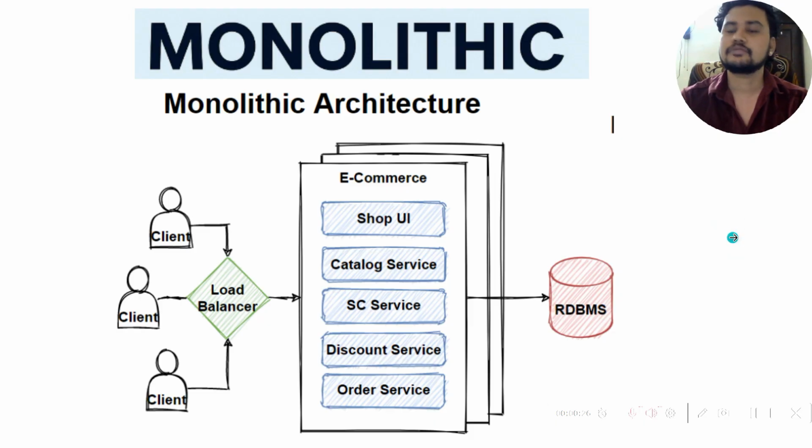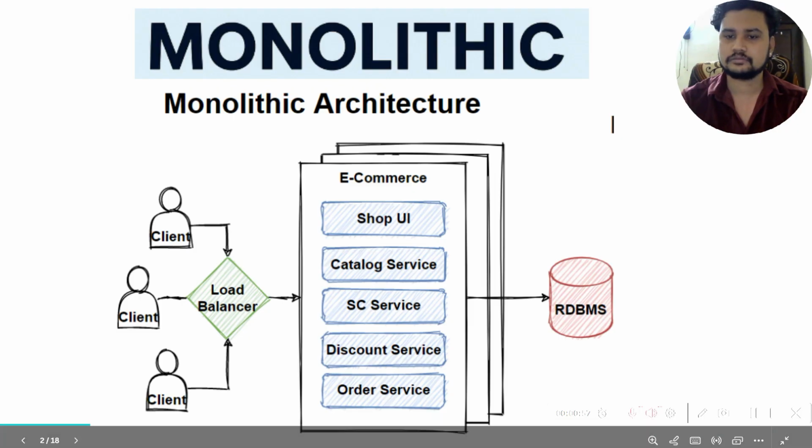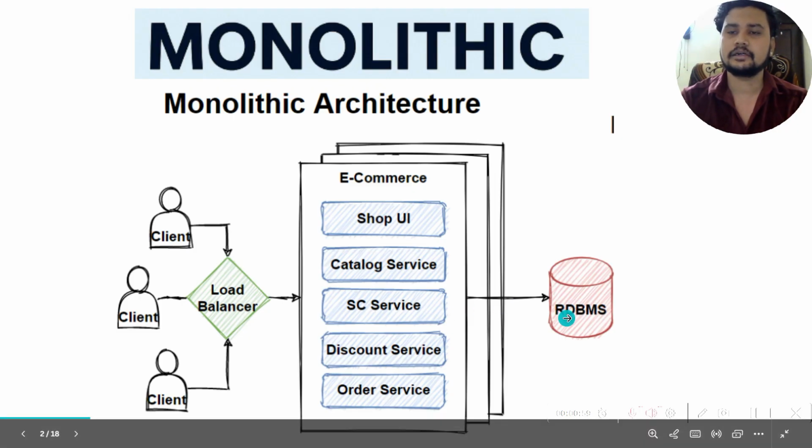Okay, what is monolithic? Mono means single, lithic means rock, so it's a single rock. So this is a simple monolithic architecture, where the users, which is the client, are trying to connect to an e-commerce site. Let's give an example as Flipkart and Amazon. There's a load balancer in front, but here all services like shop UI, catalog services, and other services are hosted on a single server, and they are getting that backend.